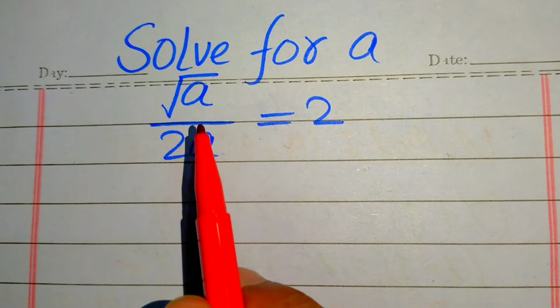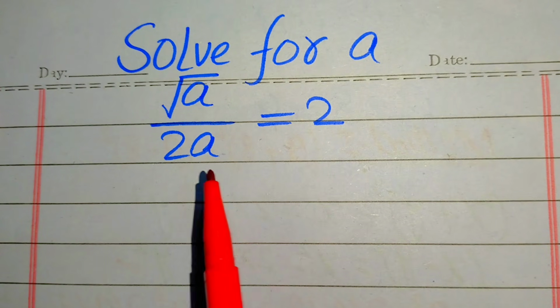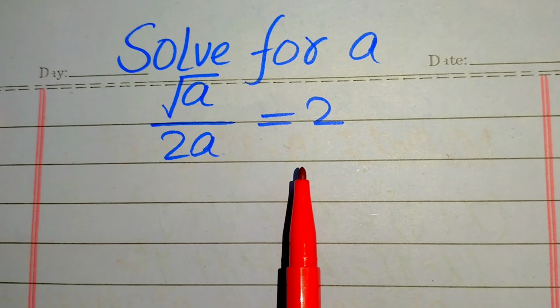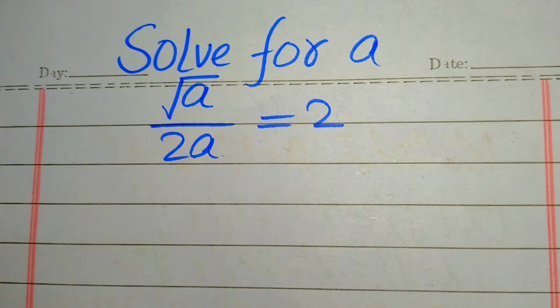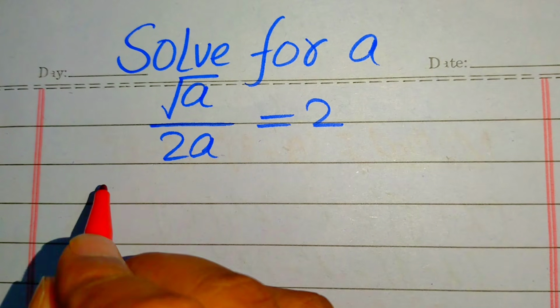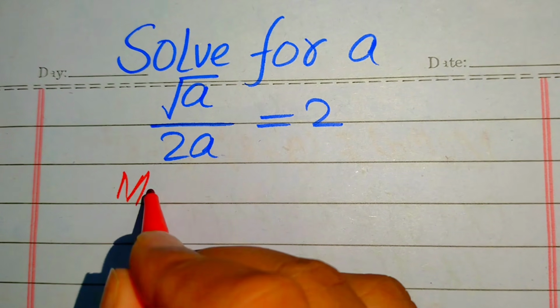So here we have the square root of a divided by 2 times a is equal to 2, and we solve this problem for all the values of a. First we solve this problem for all the values of a, and at the last we will verify which of the roots are solutions and which of the roots are extraneous roots. Further, we solve this problem with two methods.